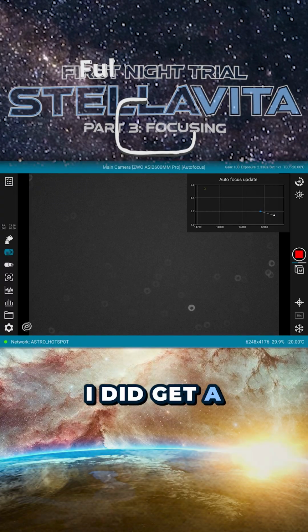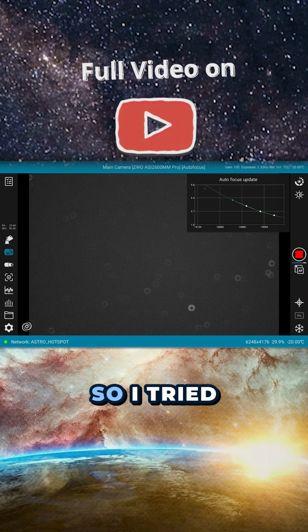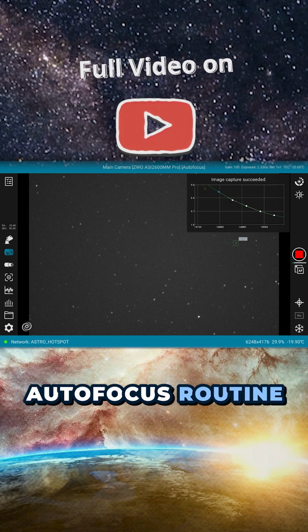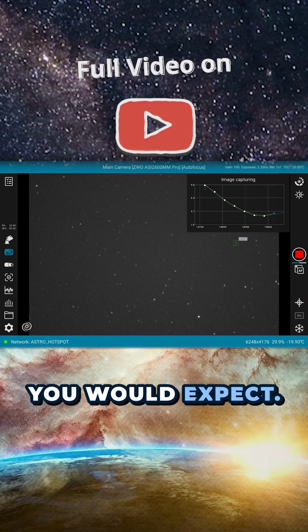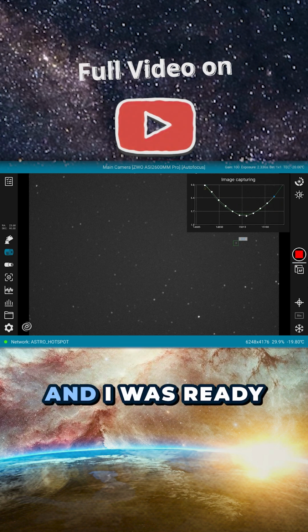Eventually, I did get a manual focus that was, I think, good enough. So I tried to run the autofocus routine and it worked as you would expect. The autofocus completed and I was ready to move on.